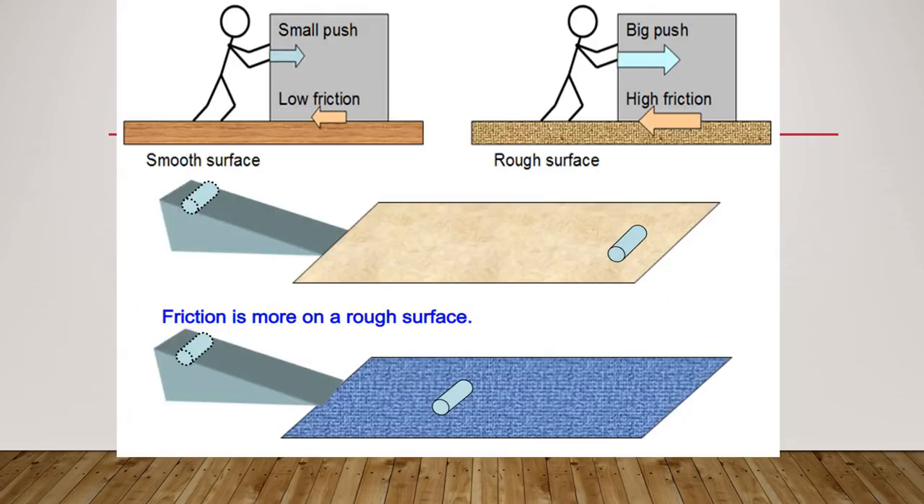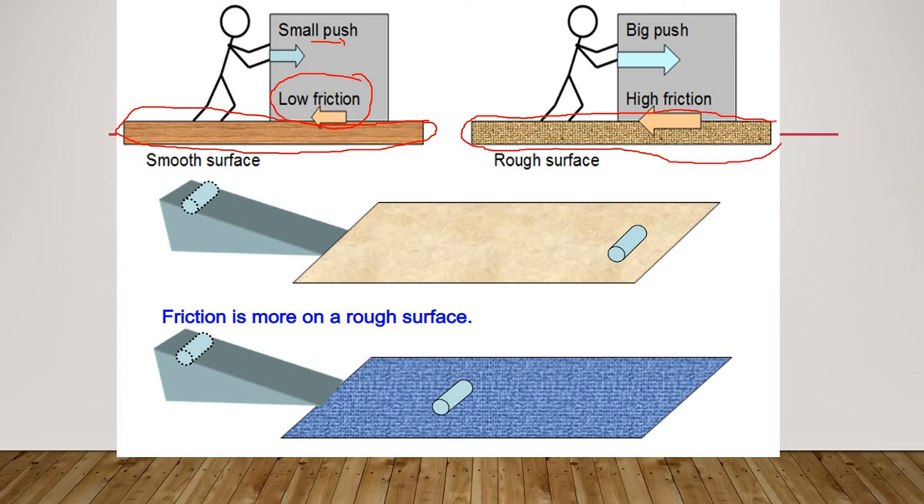Now, there are many examples I have shown here. See, this surface appears to be very smooth. It's a plywood block. So he is applying a small push because he has to overcome only a low friction. But look at this, the same boy, the same block he is pushing, but the surface on which it is kept is different.